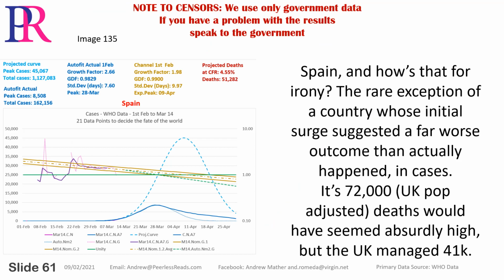Spain, and how's that for irony? The rare exception of a country whose initial surge suggested a far worse outcome than actually happened in cases. Its 72,000 UK population adjusted deaths would have seemed absurdly high, but the UK managed 41,000.